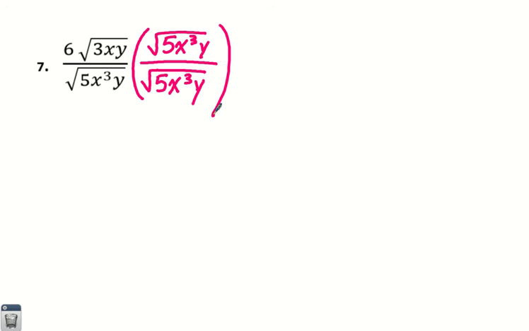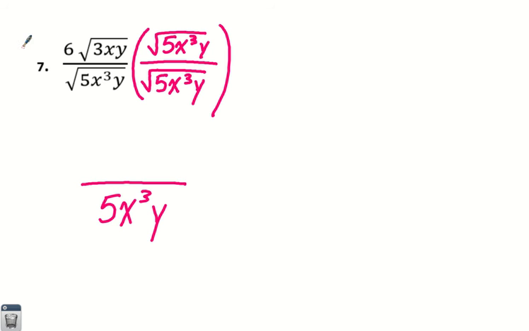Okay? And so, long story short, what does that make the bottom when you do root 5x cubed y times root 5x cubed y? Well, you just get 5x cubed y, which has made the denominator rationalized. In other words, no more square root in the denominator.